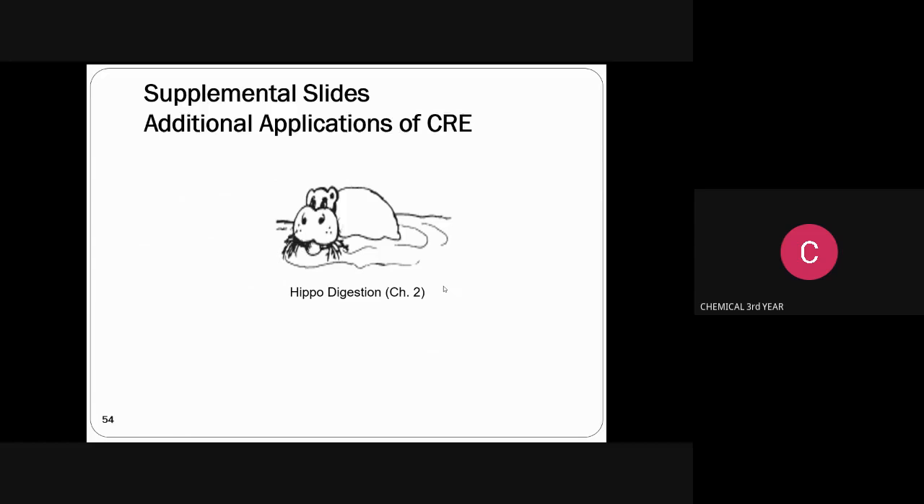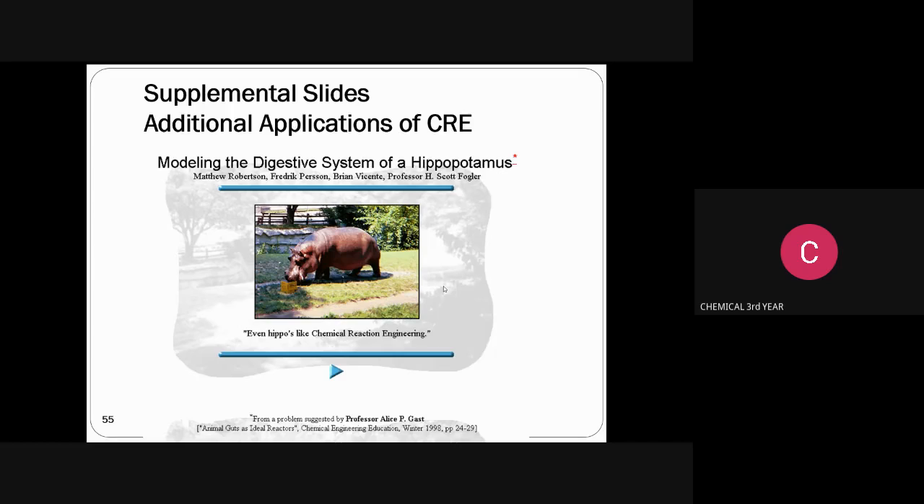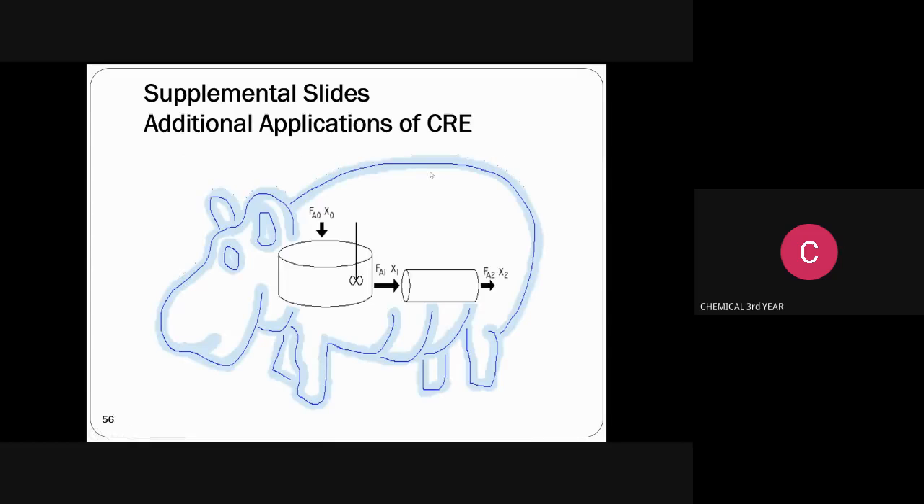This is the basic equation before digestion. Before digestion, actually we can relate it to all our digestions. We all take inputs and dispose of the outputs. Similarly, the term digestion is also mentioned here. This is the model digestion system of the human. The final inputs, like chemical engines, are taken by Matthew Robastian, Frederick Persson, Brian Bendician, and Professor H. Scott Fogler. This is the other application of CRE in the hippopotamus.